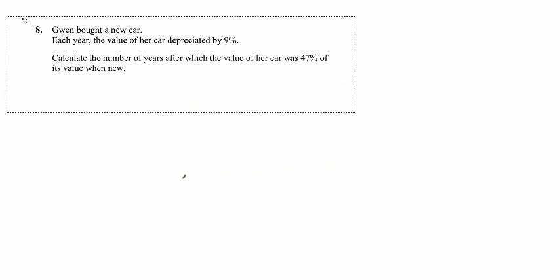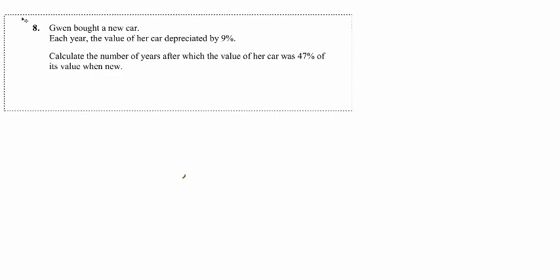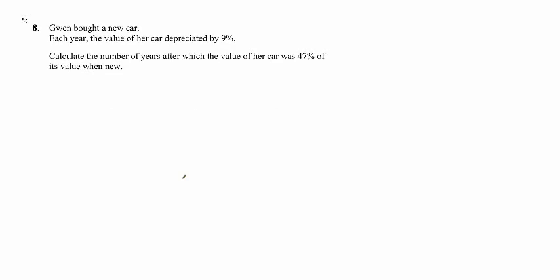Okay, so it goes, Gwen has bought a new car, and each year the value of the car is depreciated by 9%. So can you see, that would mean it ends up being 91%, so we're going to be using 0.91 here. It goes, calculate the number of years after which the value of her car was 47% of the original.